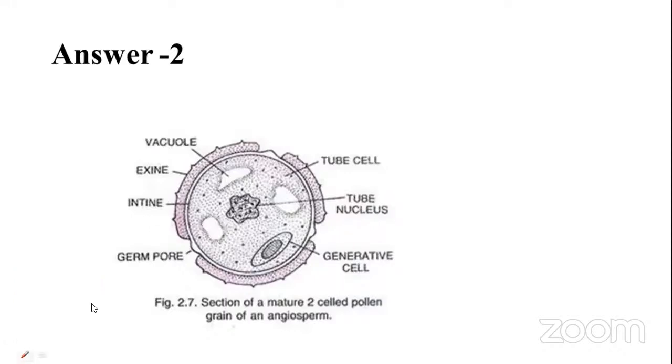This is also a very, very important point. This one is called exine. Exine means outside, this one is A. Intine means inside, this one is called B.